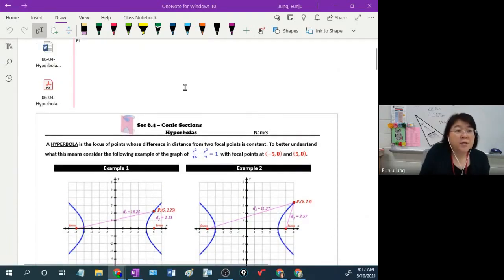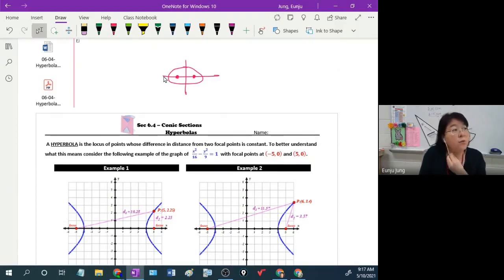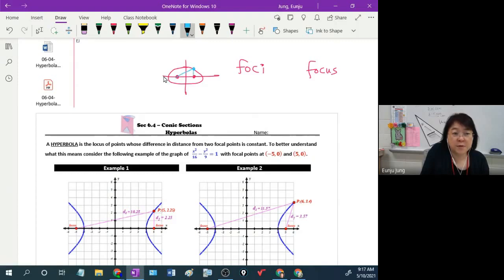So let's compare to the ellipse. Ellipse is one of the conic sections, and an ellipse has a property like this. You have 2 points. It's called a focus, okay? So we have 2, so we say foci. We say focus, but when we say plural, it's foci. So we have foci here, and from any point on the ellipse to the focus, and to the other one, the sum is equidistant.